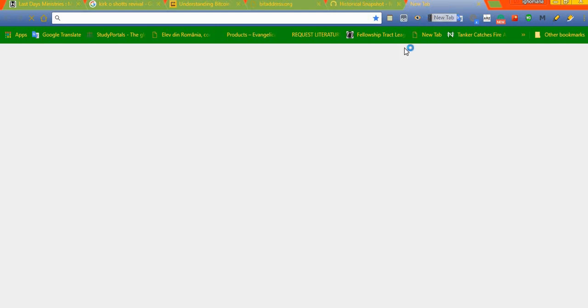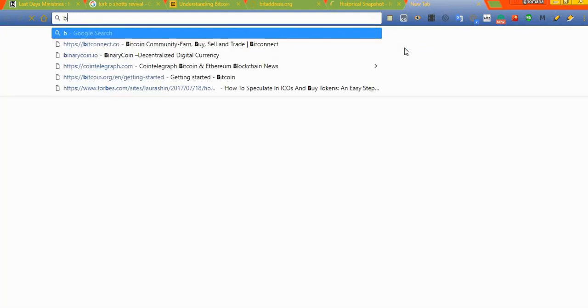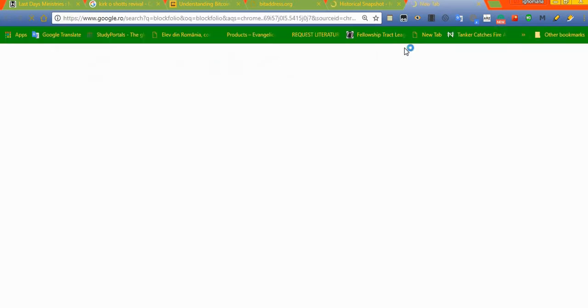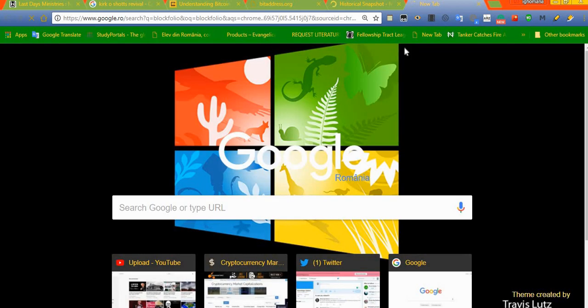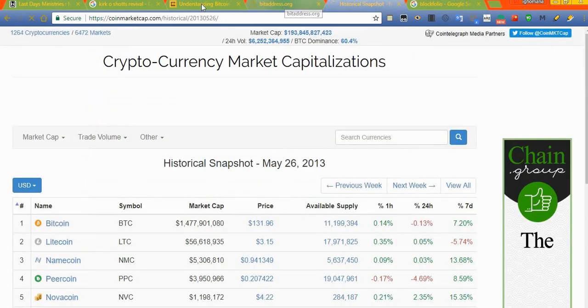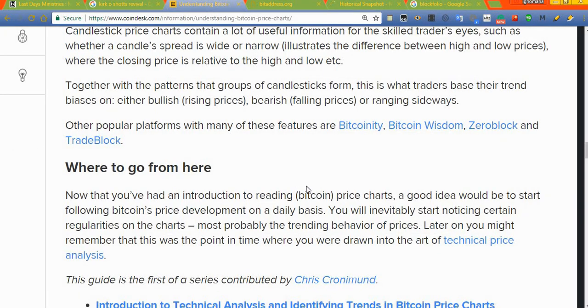Okay, let's go on the internet and show you the app. I've done a video on that. Now there's an app called Blockfolio. Cryptocurrency is not different from buying and trading stocks. One of the things you must know is how to understand the price chart, and know when to get in.